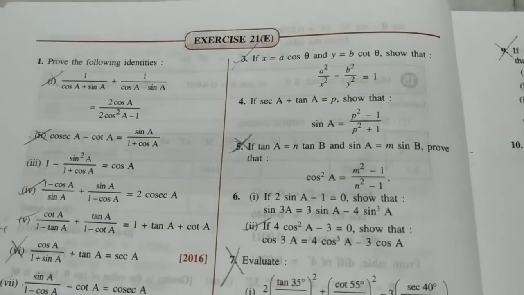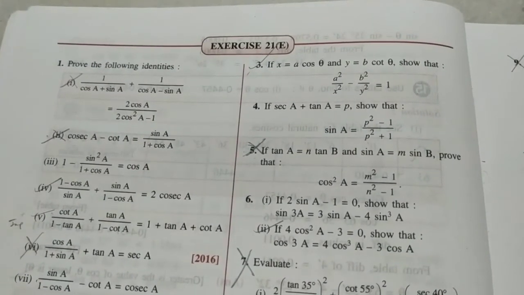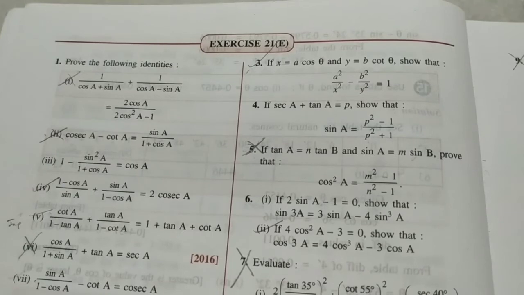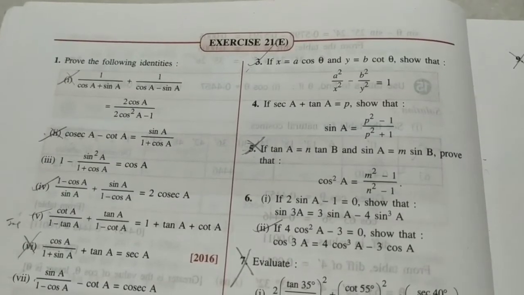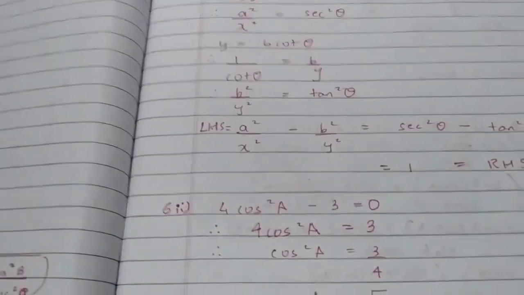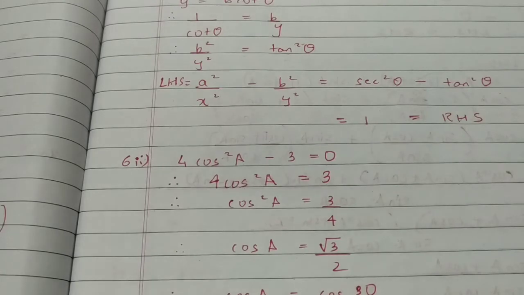Now this is a very different type of sum. If 4 cos square A minus 3 is equal to 0, it's already given. Show that, and so on. So here we will solve and get the value of A first. We will find the value of A, the angle. If you remember the standard angle values which you have studied in 9th standard, you should know the trigonometrical values of 30 degrees, 60 degrees, 45 degrees, 90 degrees and 0 degrees.